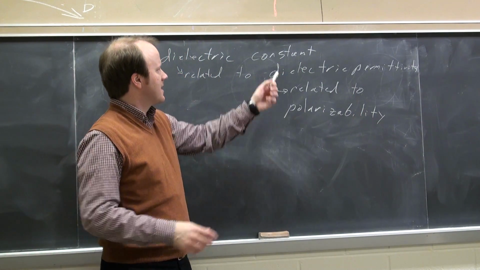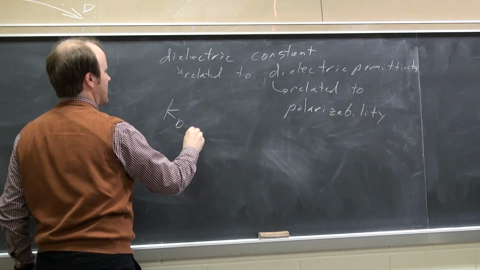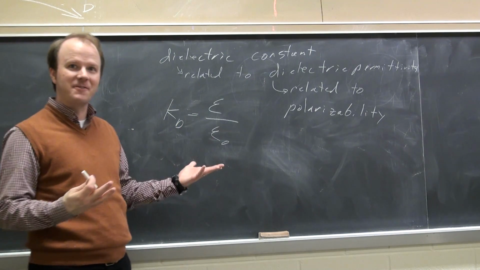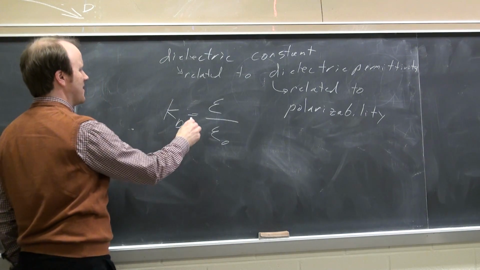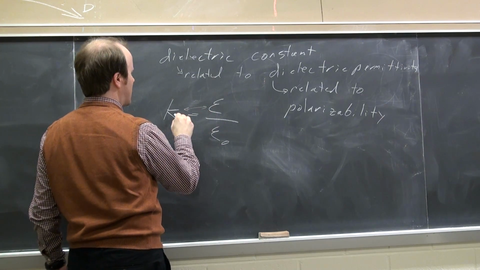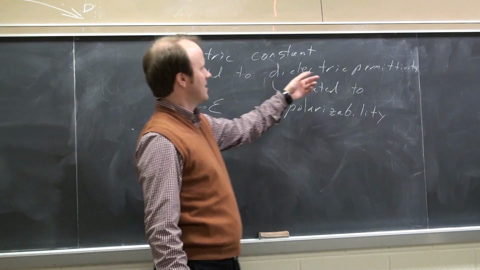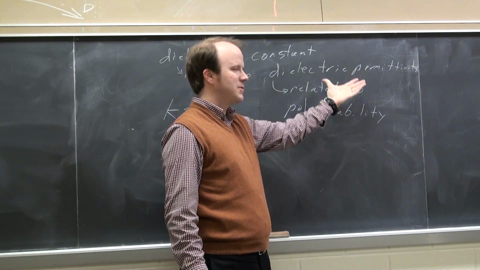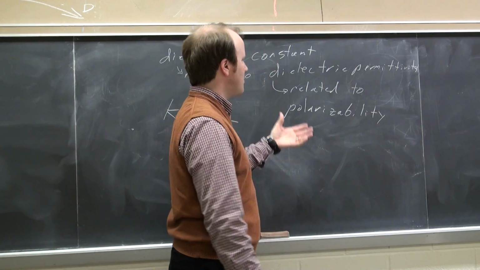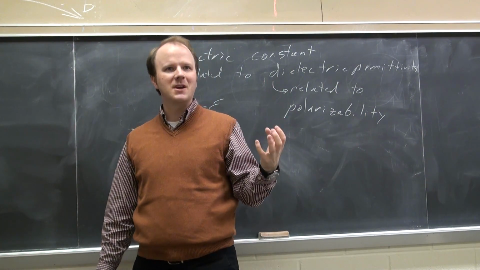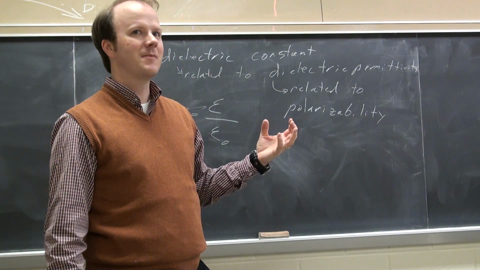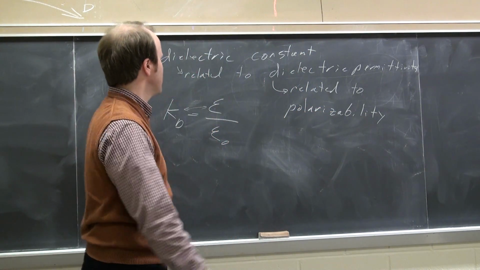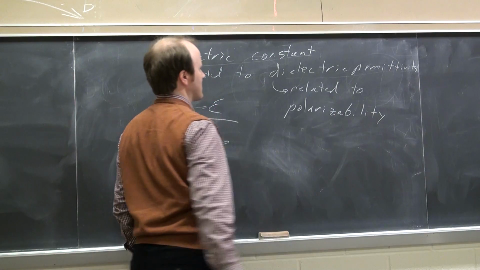So the definition of the dielectric constant is the dielectric permittivity over the dielectric permittivity of vacuum. That's not a very useful equation for you to know. However, you need to know that dielectric constant is related to the dielectric permittivity. And from that, you can relate that to the polarizability, etc. So what has a higher dielectric constant? Bromine or fluorine? Bromine, right? Bromine has a higher dielectric permittivity. It's more polarizable, therefore it has a higher dielectric constant.